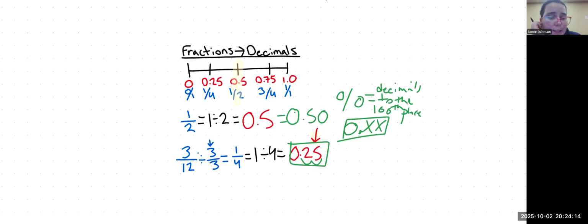And I could have done that from the very beginning. I could have written 3 divided by 12. Could have done that math. It would have given me 0.25. But I wanted to show you a little bit of that equalness in fractions. But I think that's all I want to talk about, how to go from fractions to decimals to percentages.